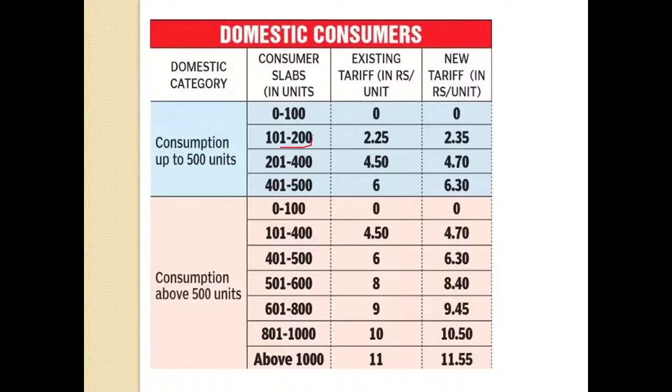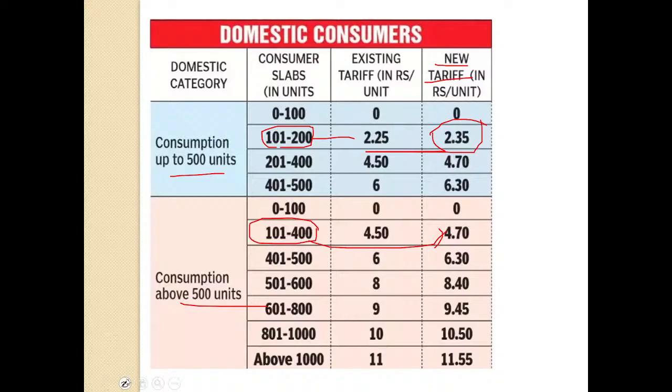When the consumer is consuming less than 500 units, and suppose he consumes 100 to 200 units, then the new tariff rate is around 2.35 rupees. If he is consuming more than 500 units, for the same rating of 100 to 200, you can see the tariff rate has increased to 4.70.